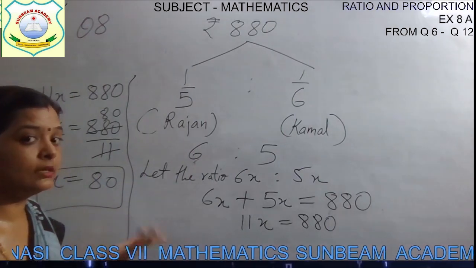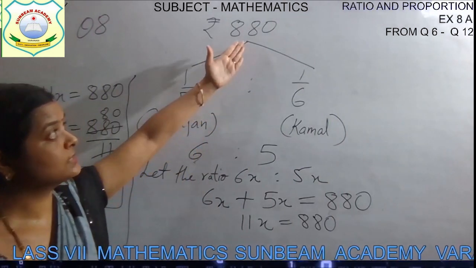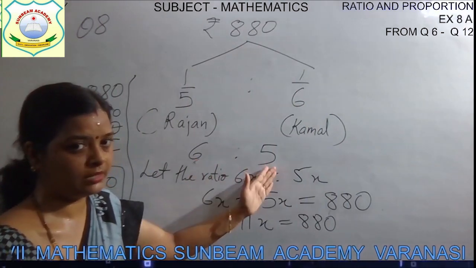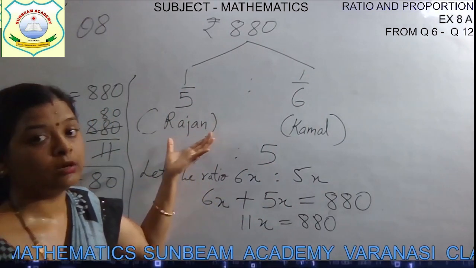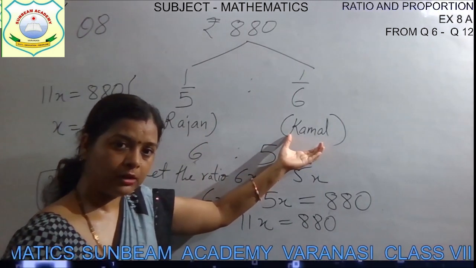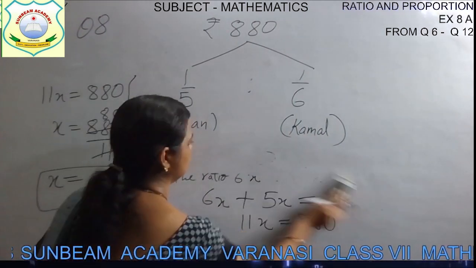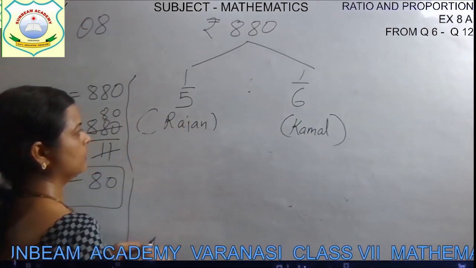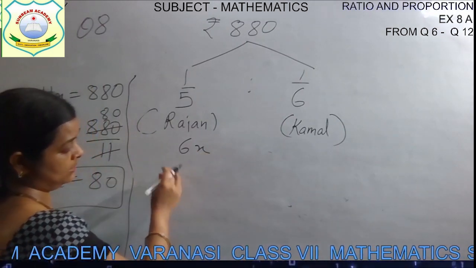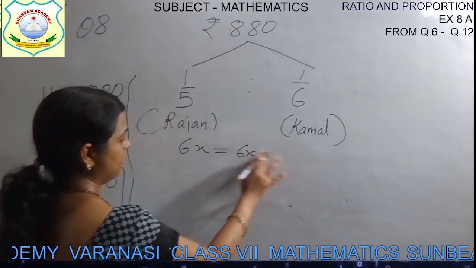But what they have asked from us is, if this 880 is divided into this ratio, or further we have simplified 6 and 5, how much will they get? How much Rajan will get out of 880 and how much Kamal will get out of 880. So children, let me erase it. Rajan ratio is 6x. Okay. Money received by Rajan will be 6x, that is 6 into x is 80.